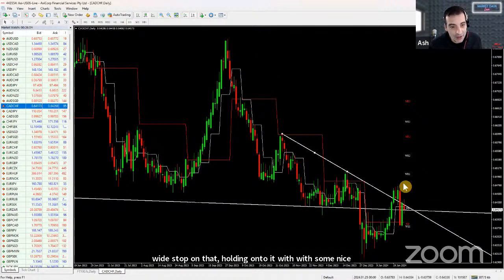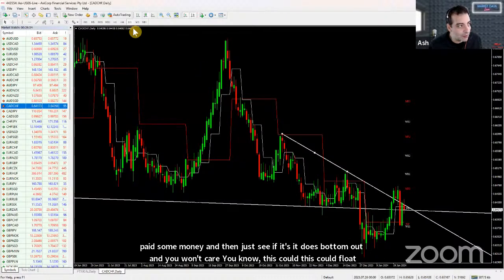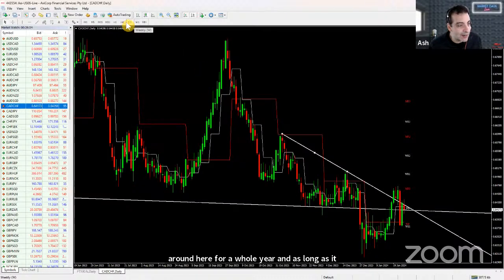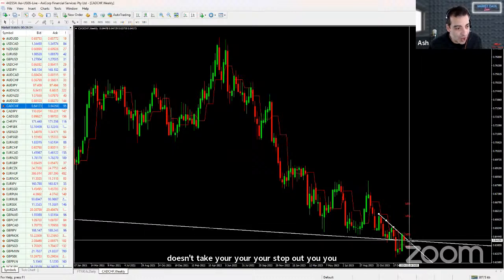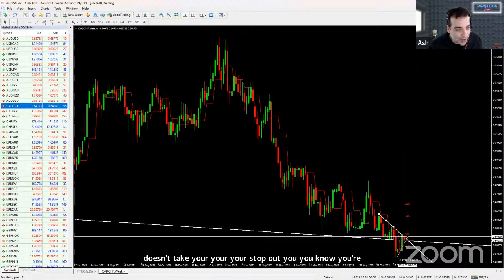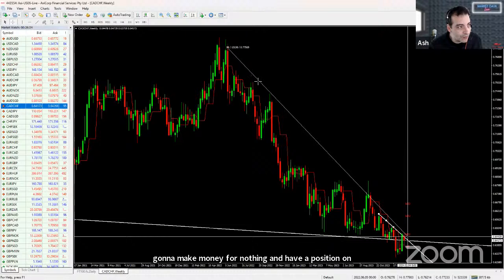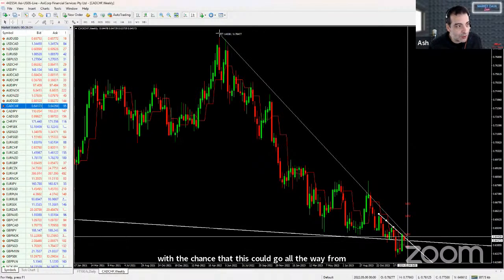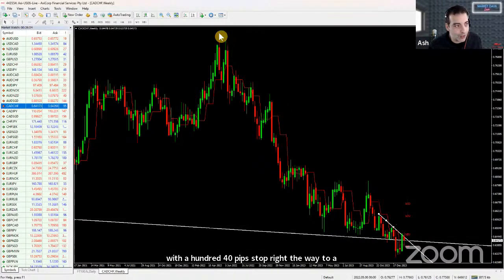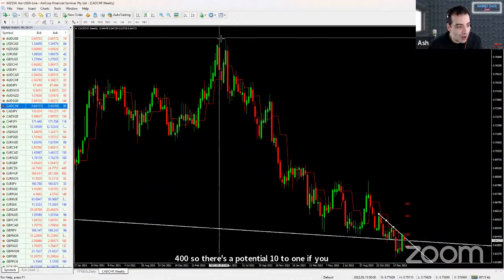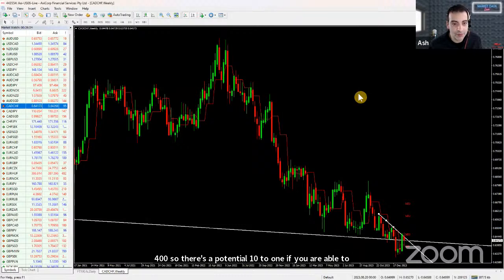And you won't care. This could float around here for a whole year. And as long as it doesn't take your stop out, you're going to make money for nothing and have a position on, with the chance that this could go all the way, with a 140 pip stop, right the way to 1,400. So there's a potential 10-1 if you are able to hold that right the way back to the highs of 2022.